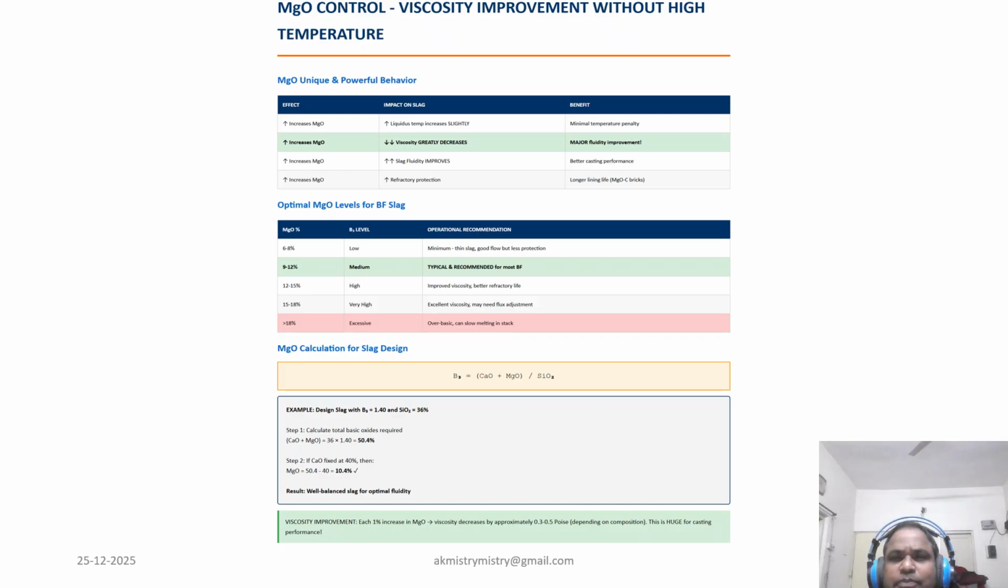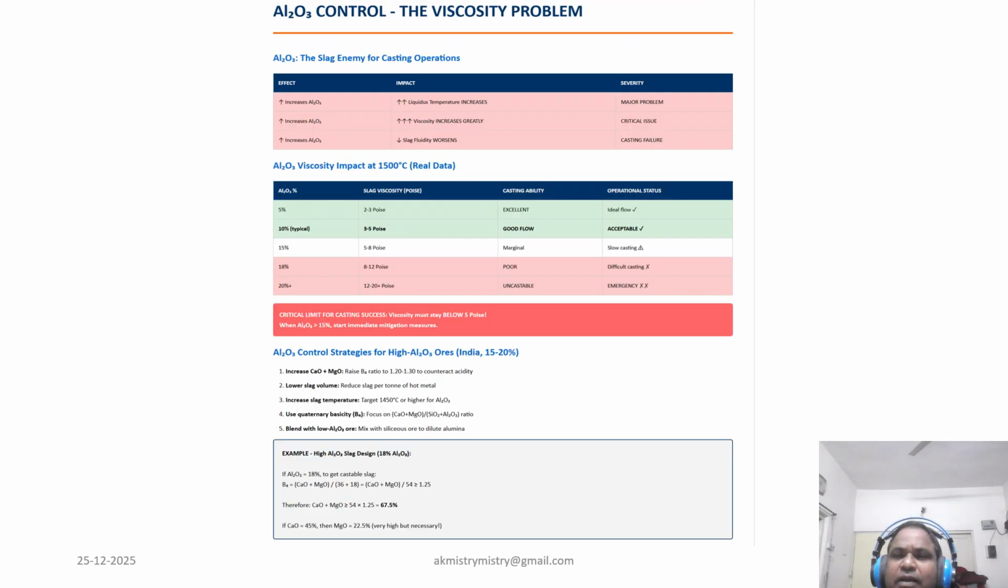Now coming to MgO, it is your secret weapon. It lowers viscosity without raising temperature. So the ideal range is 9 to 12%. Each 1% MgO drop can reduce viscosity by up to 0.5 poise. This we have to remember, that the sensitivity of 1% MgO is related to viscosity in terms of 0.5. So this is a very important aspect while designing the blast furnace slag.